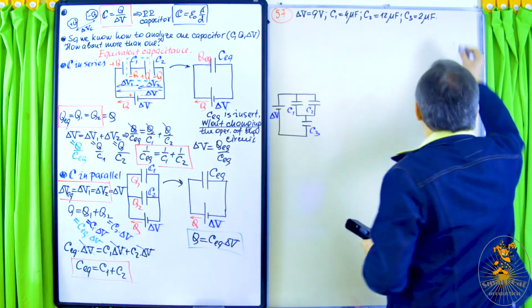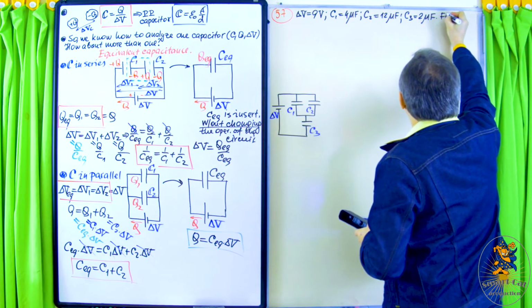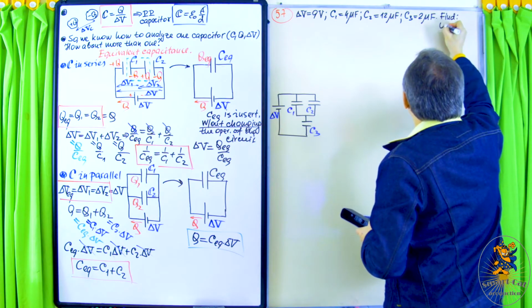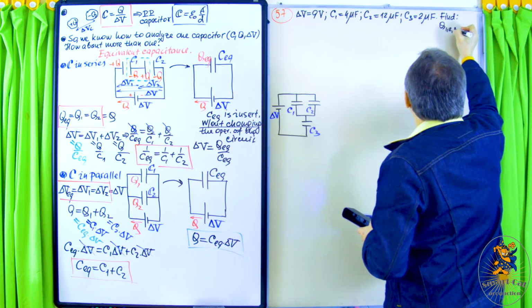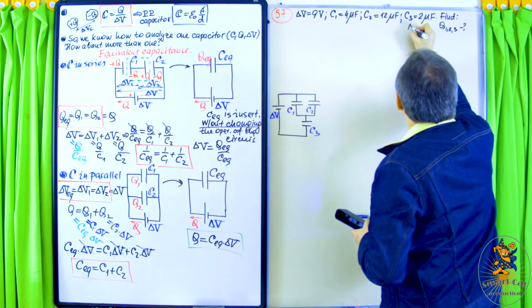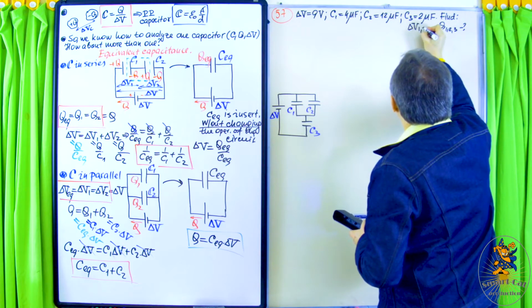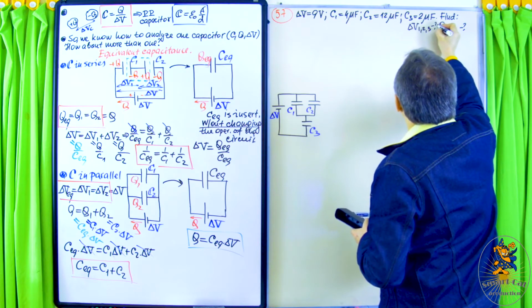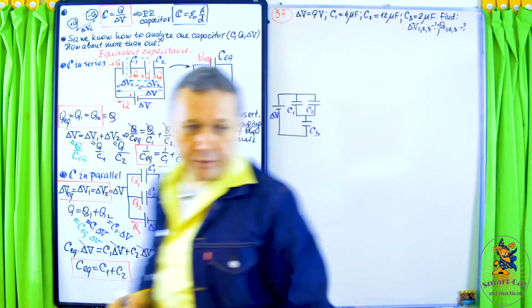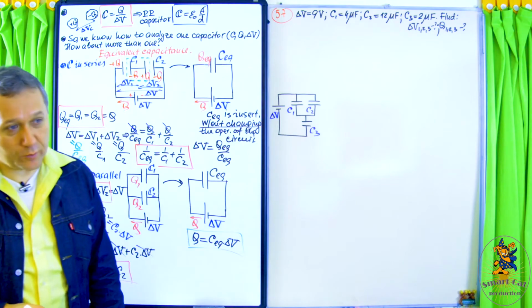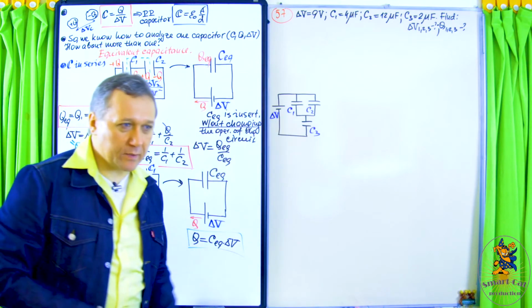So let me write that down. Now we need to find Q1, Q2, Q3 and delta V1, delta V2, delta V3. So all Q's and all delta V's. Once you know that, you know everything about your circuit.